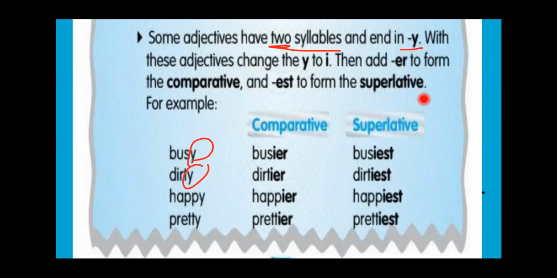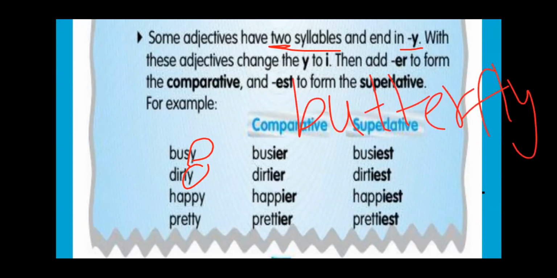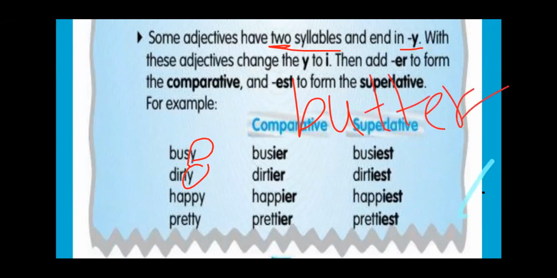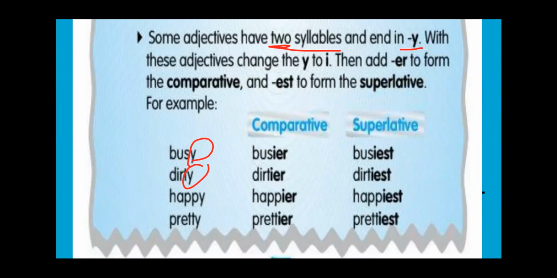This rule sounds familiar, right? Where did we see this rule? Do you remember? In the plurals. How did we change butterfly? Butterfly, butterfly. What did we do? We changed the Y to I and then added ES. Very good. So the same thing we have to do over here. One rule is the same.